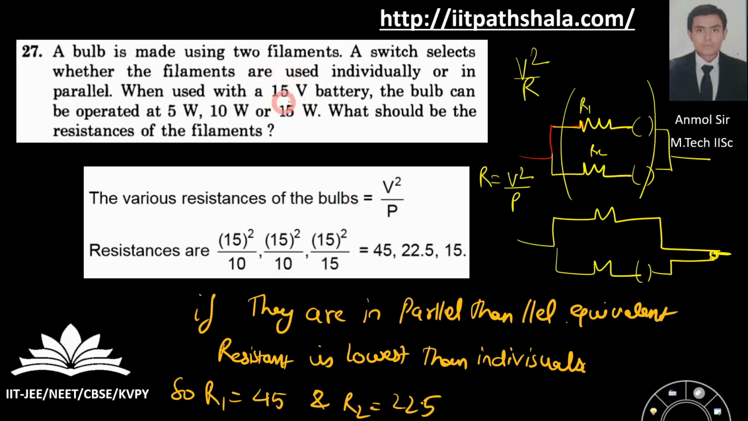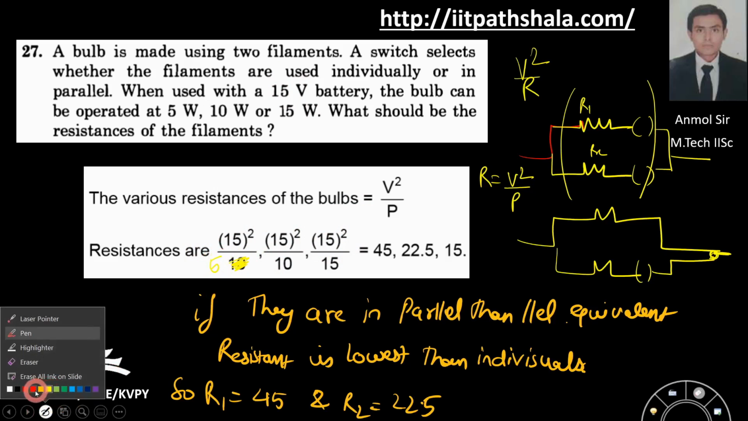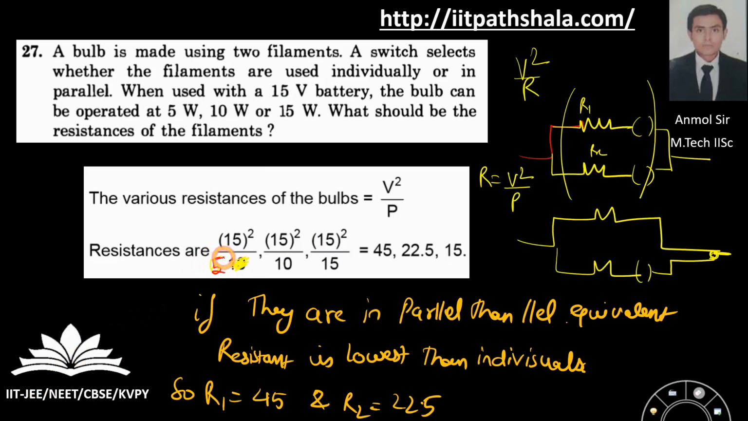And you are given the voltage over here, 15, 15, 15. Sorry, it is 5 over here, a misprint from my side. Now you will be landing up with these three resistances. Now what is R1 and what is R2 among all these three options?